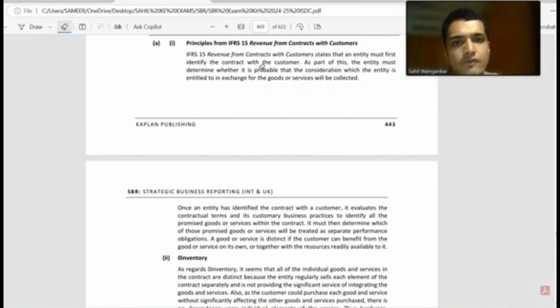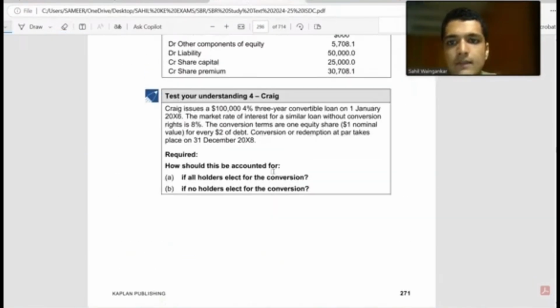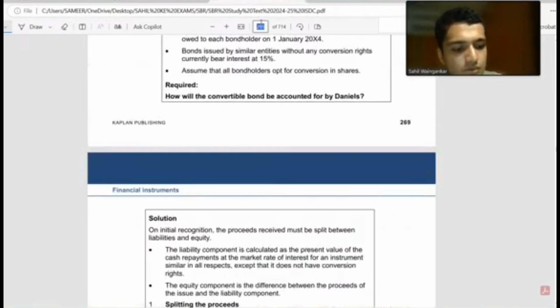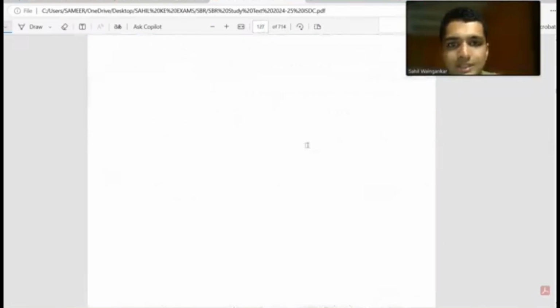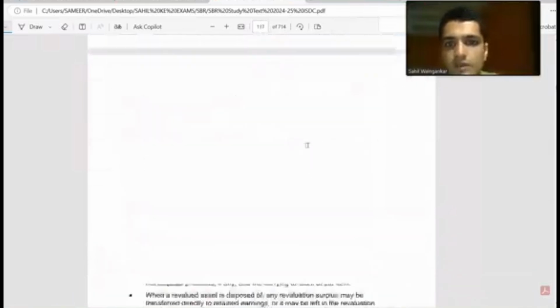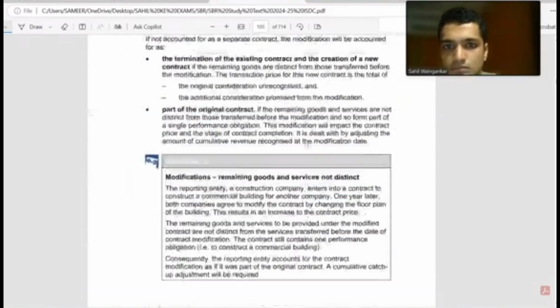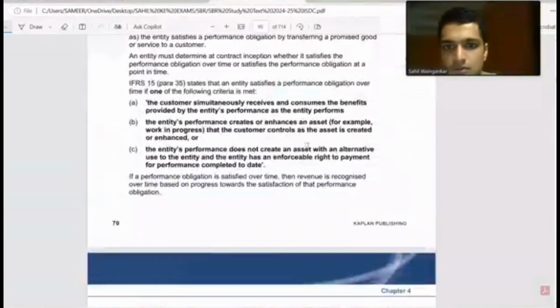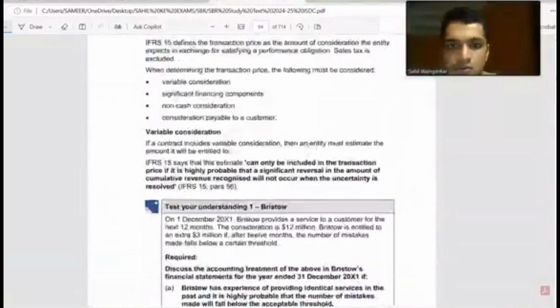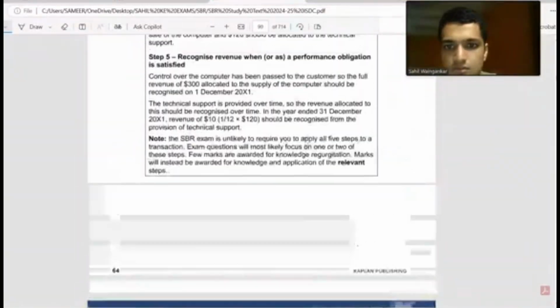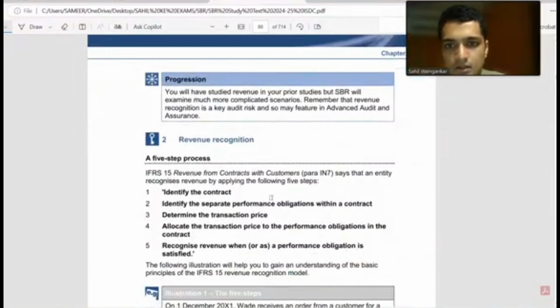Of course we cannot just copy paste their language, but we have more or less said what they have said. So this one is okay, because we have used textbook language. Here, let me open those 5 steps. Here is the 5-step process. Identify the contract, identify separate performance obligations within the contract, determine the transaction price, allocate the transaction price into performance obligations in the contract, and recognize the revenue as and when the performance obligation is satisfied.